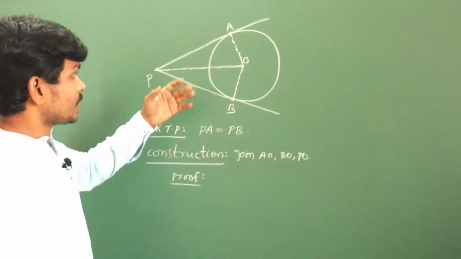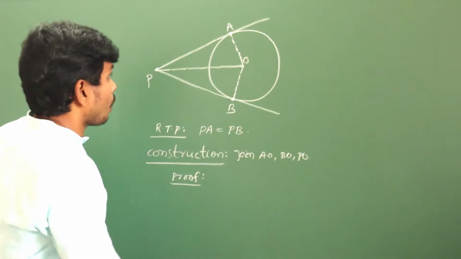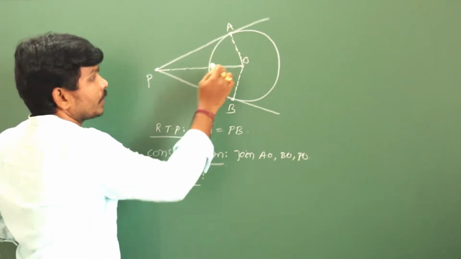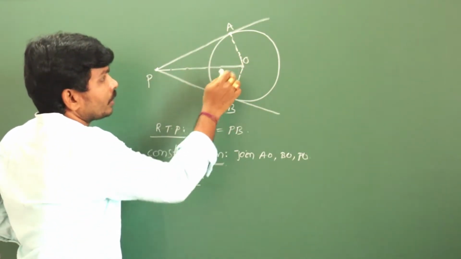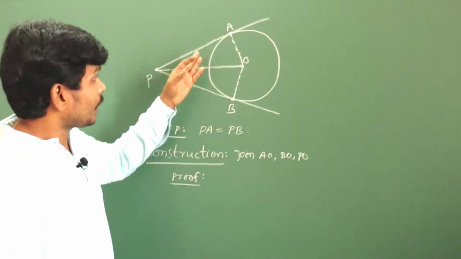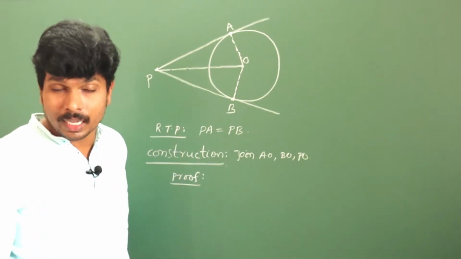So tell me some requirements in it. Observe in both triangles, PAO is one triangle, PBO is one triangle. Can you get any information when you have seen the diagram?